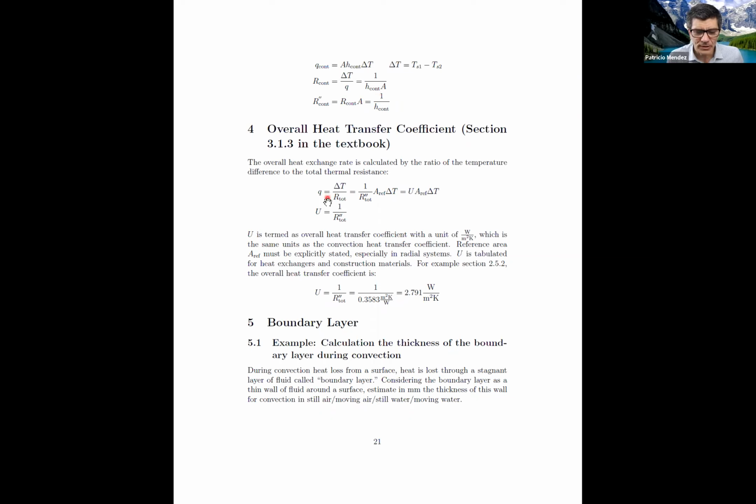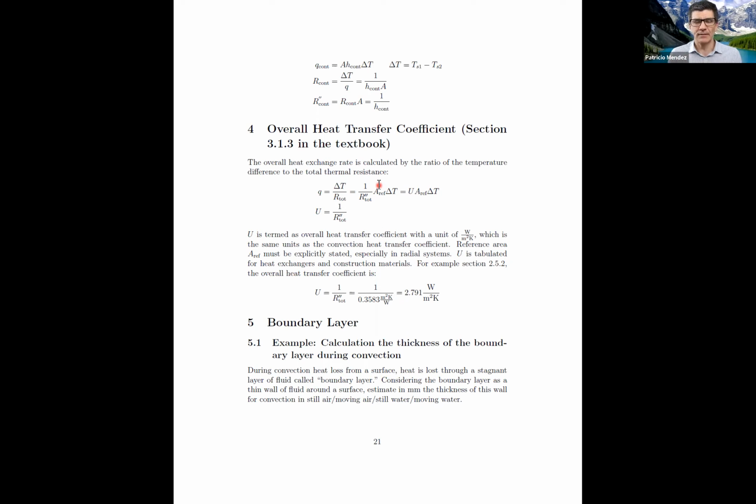We said that the amount of heat that goes through a system, such as a wall or a window, is delta T over the thermal resistance. Or we can pick a reference area. For the case of the wall, it's very simple because the area for heat transfer is the same all the time.